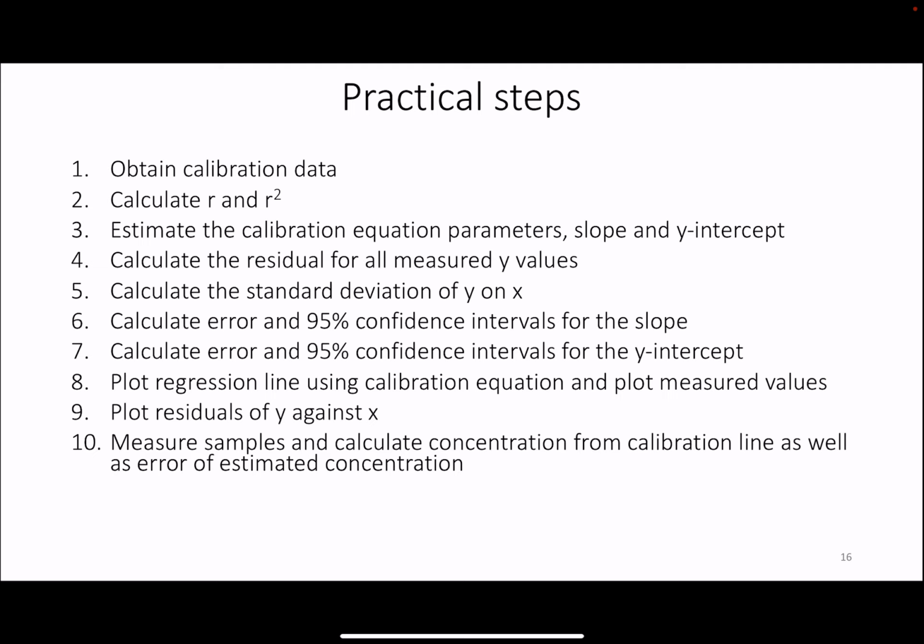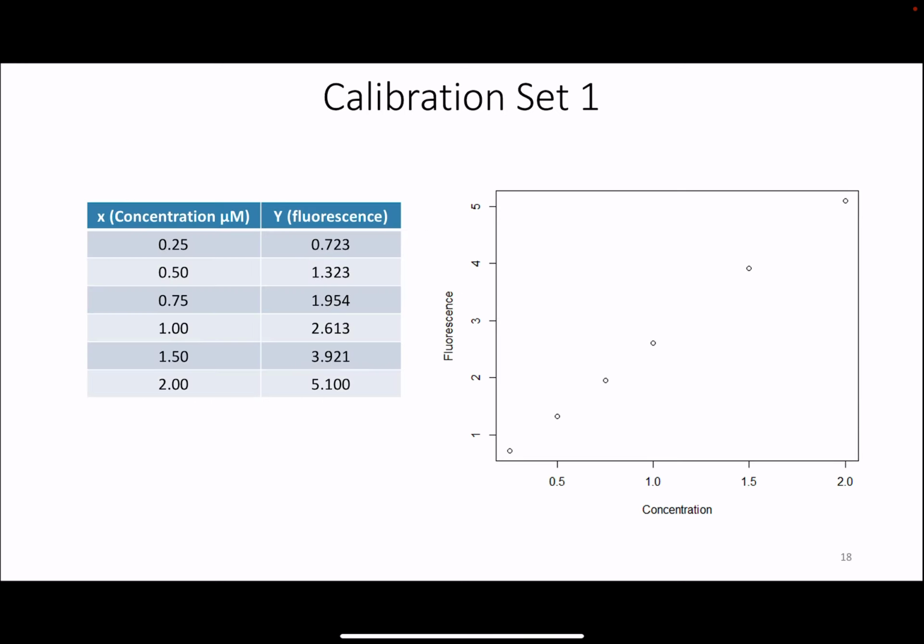Okay, so there are some practical steps here. The first is to obtain calibration data, which you'll be learning how to do in the lab. So we will simulate some calibration data for you. So you made a series of concentration standards with this range of concentration. So you went into the lab and you made 6 different concentrations. So you made 6 different vials of standards with these concentrations and you measured their fluorescence, and this is what the instrument gave you. Okay, so you obtained calibration data. That's the first step.